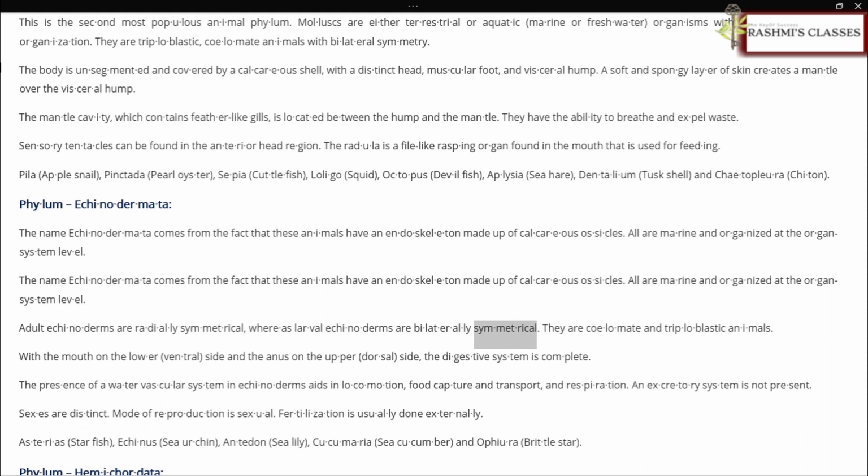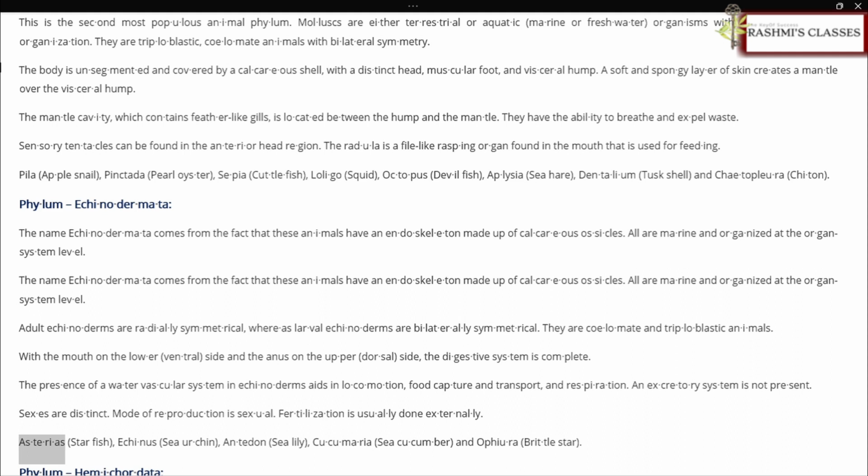With the mouth on the lower, ventral, side and the anus on the upper, dorsal, side, the digestive system is complete. The presence of a water vascular system in echinoderms aids in locomotion, food capture and transport, and respiration. An excretory system is not present. Sexes are distinct. Mode of reproduction is sexual. Fertilization is usually done externally.